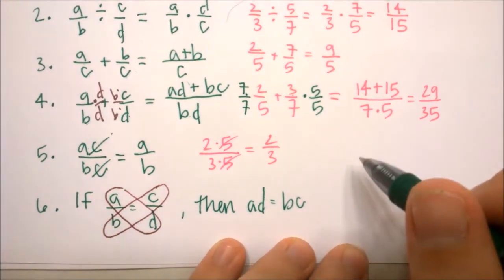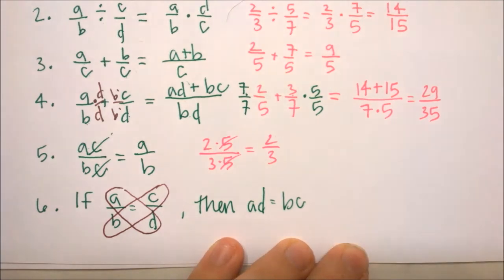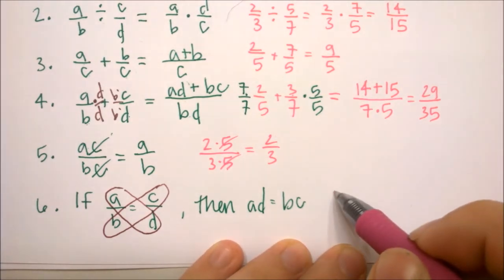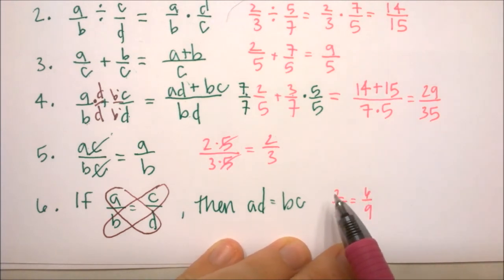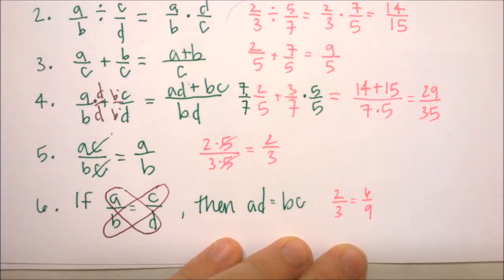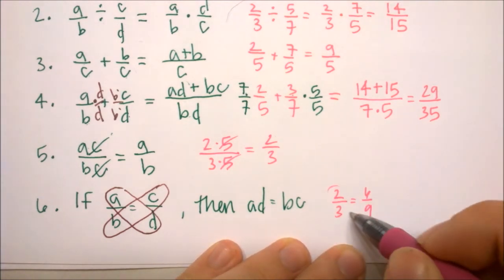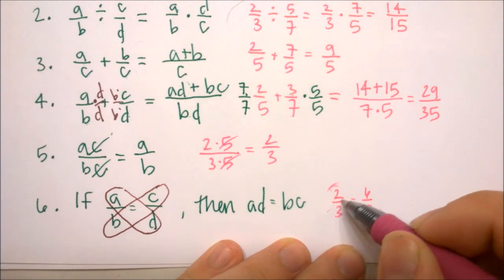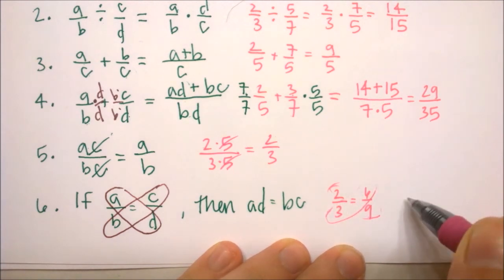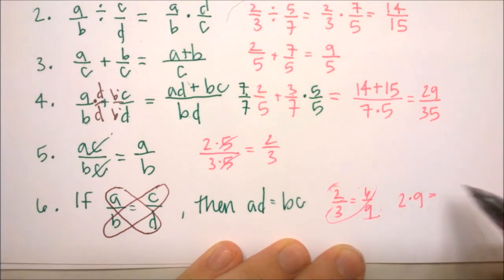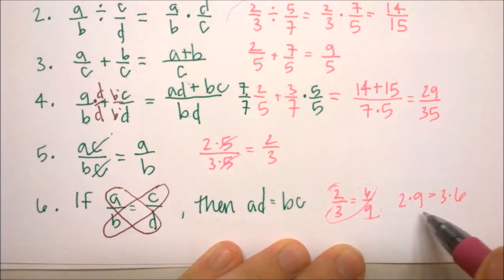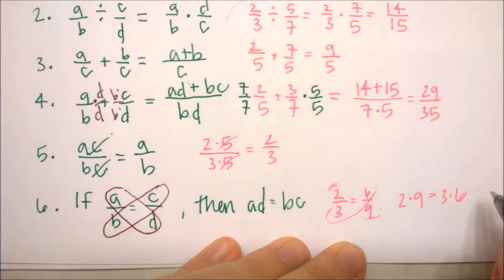Okay, so here if we have an example, if we have 2/3 equals 6/9, well here we can obviously see that 2 doesn't equal 6 and 3 doesn't equal 9, but we can say by cross multiplying these two and these two that 2 times 9 equals 3 times 6. And we know that these are both 18, so that checks out.